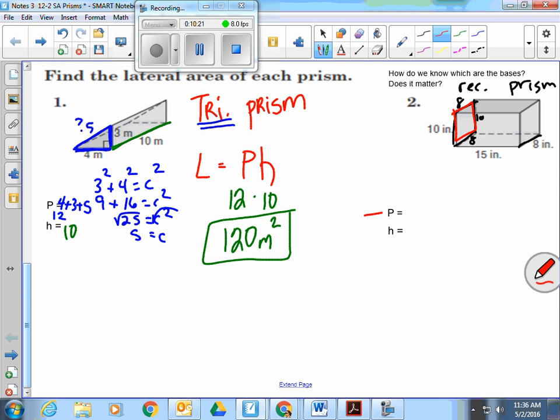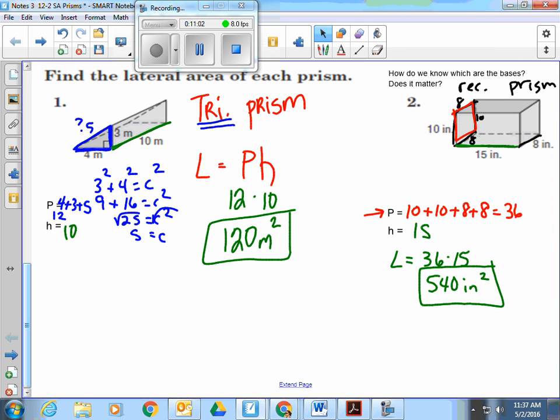So the first thing I need to do is find the perimeter of my base. So that's 10 plus 10 plus 8 plus 8. That's what? 36? Right? And then what's my height going to be? The 15. Very good. It's the line that connects the two bases, right? So if somebody tells me to find my lateral, it would be 36 times 15. What would you get? 540 inches squared. Good. 540 inches squared.